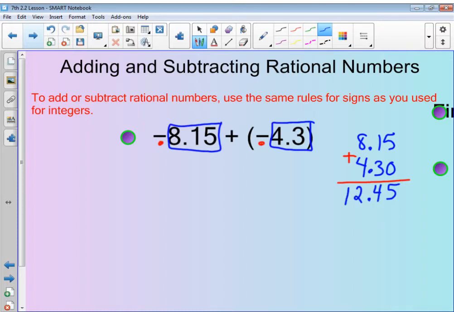So I get 12.45. Same symbol, find the sum, apply the same symbol. They were both negatives. My final answer should be negative 12.45.